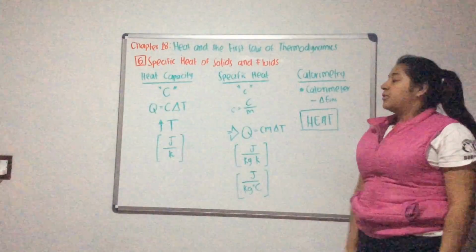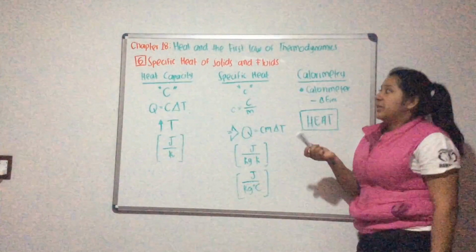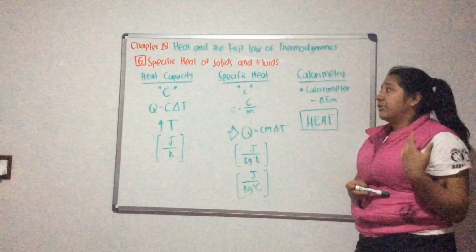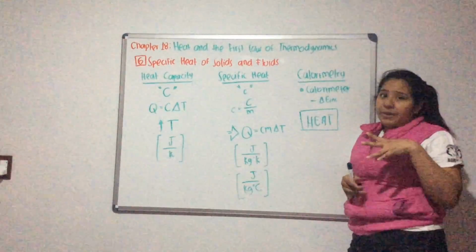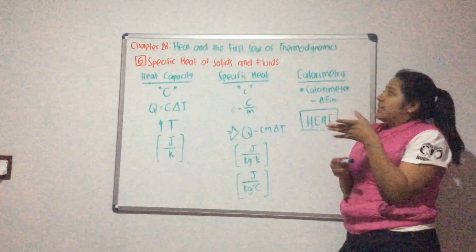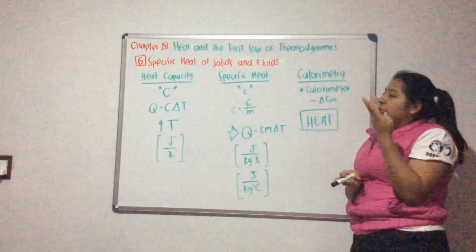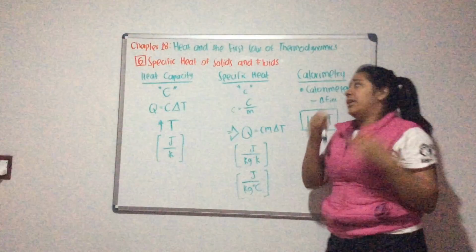So now I'm going to talk about topic number 6 from chapter 18, which is called the specific heat of solids and fluids. Here we have three main topics, which are the heat capacity, the specific heat, and calorimetry. First of all, let me explain what heat capacity is.